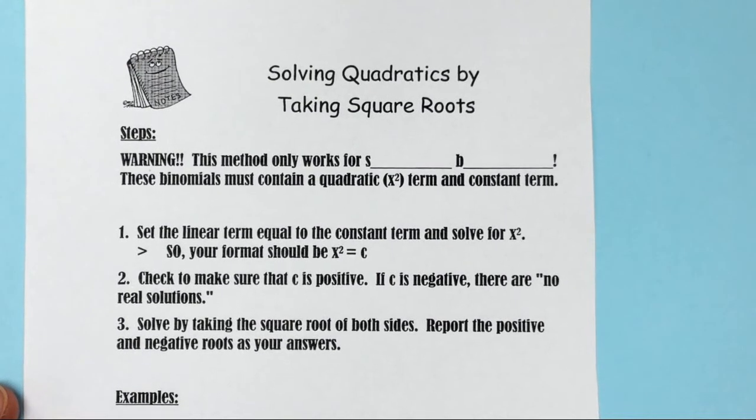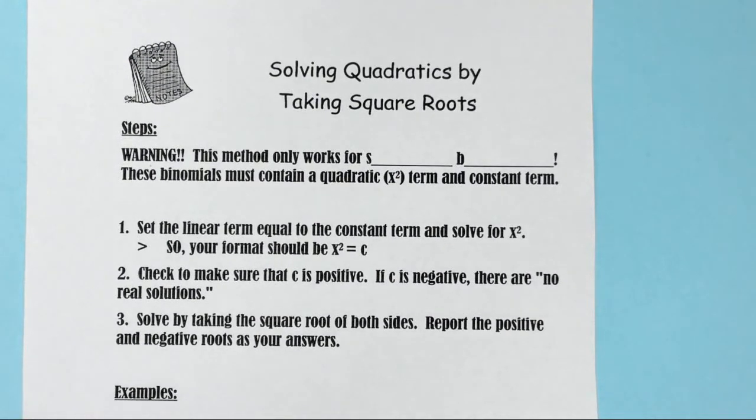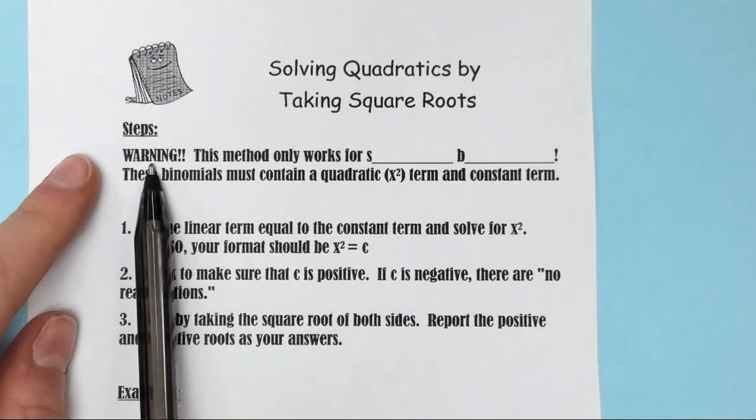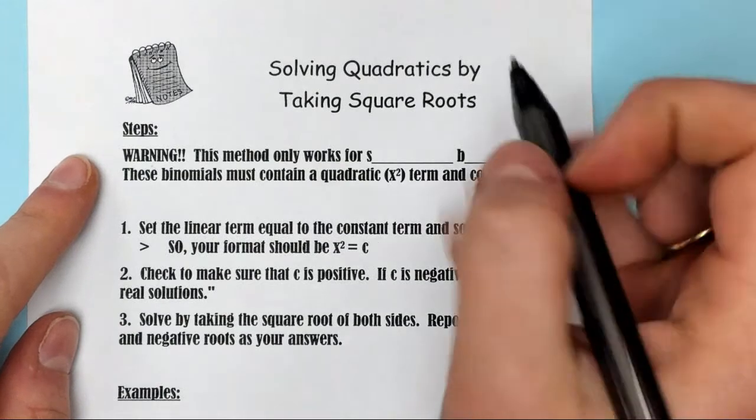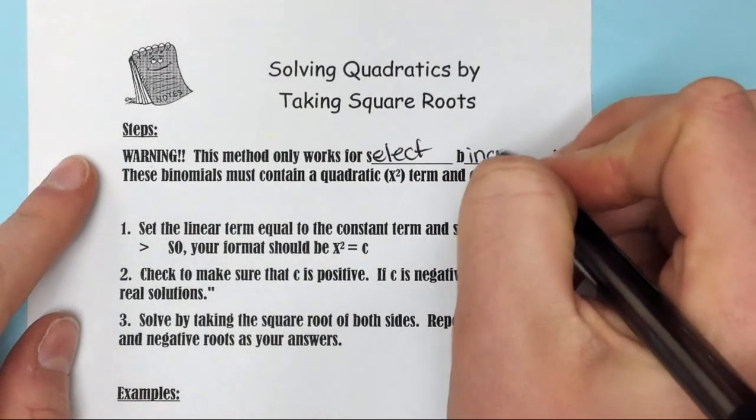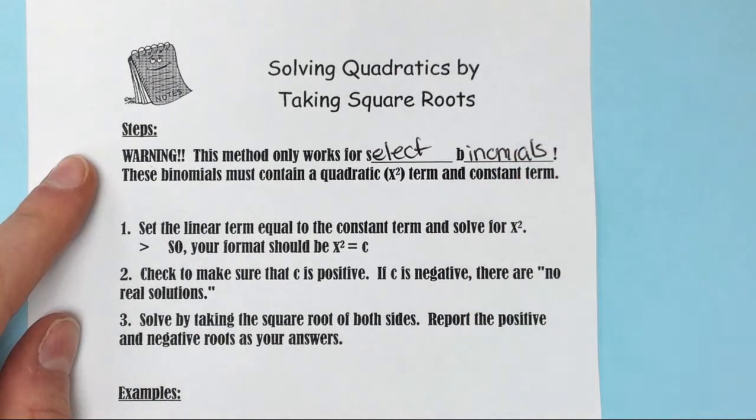In today's video, we're going to talk about solving quadratics by taking the square roots. First thing we want to do is start with a warning. This method only works for select binomials. It does not work for every single binomial, and it does not work for trinomials.